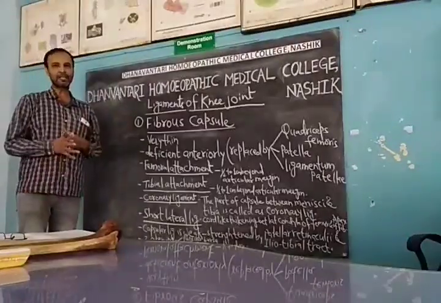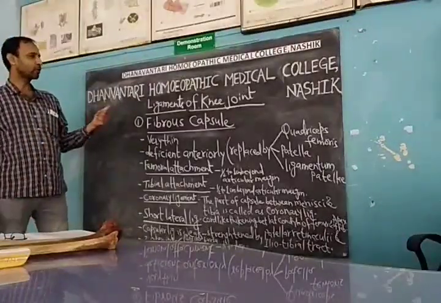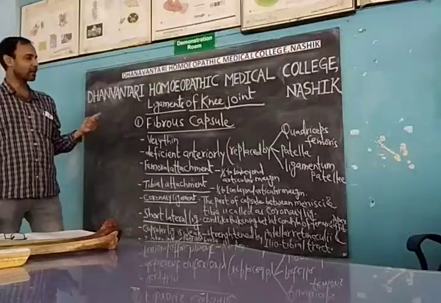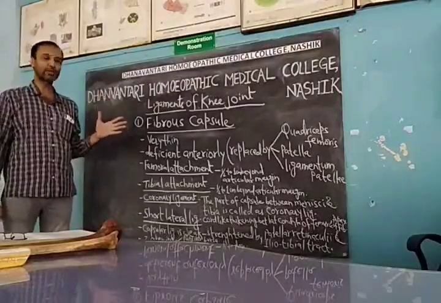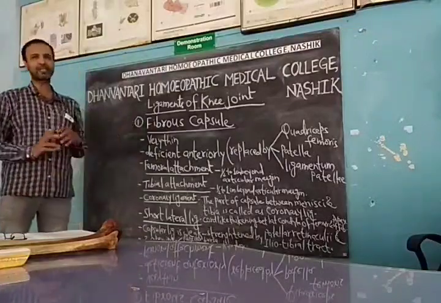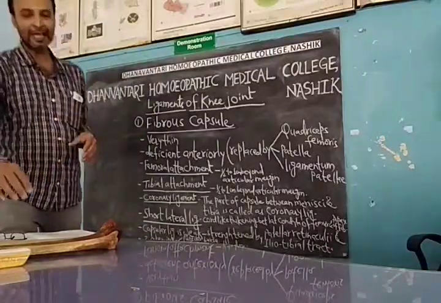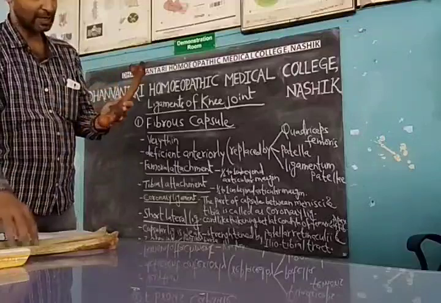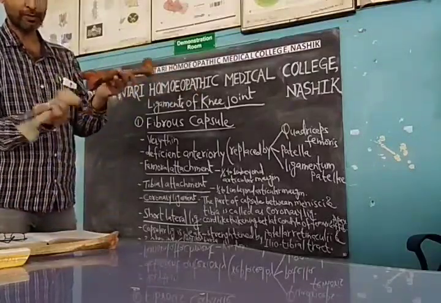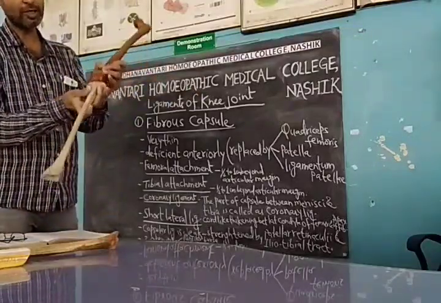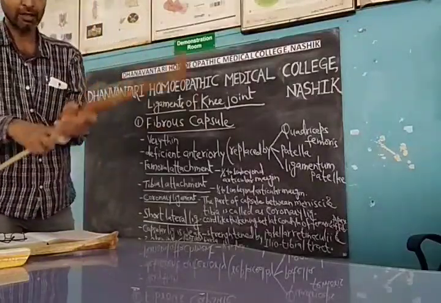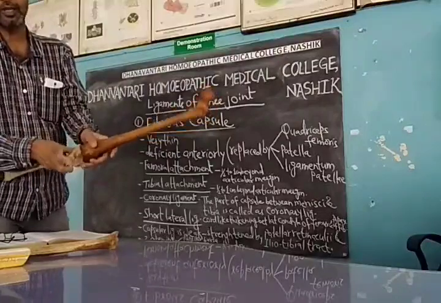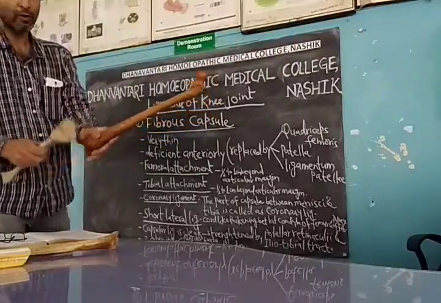Now the individual ligaments we are going to learn. First we are going to learn about the fibrous capsule. As we have discussed, there are a total of 11 ligaments, and for each ligament we have to describe their attachments. So first we'll see the fibrous capsule. As we know, this entire joint is covered by a capsule. So now about this fibrous capsule.